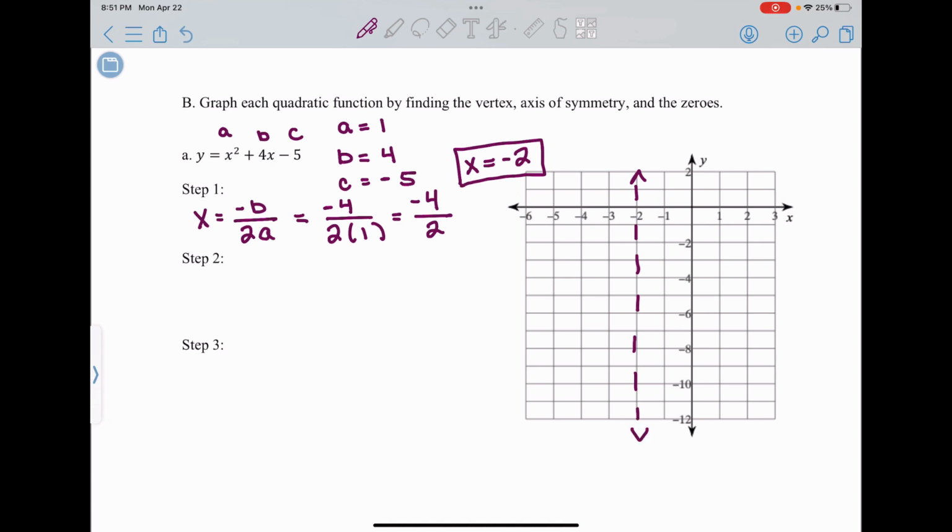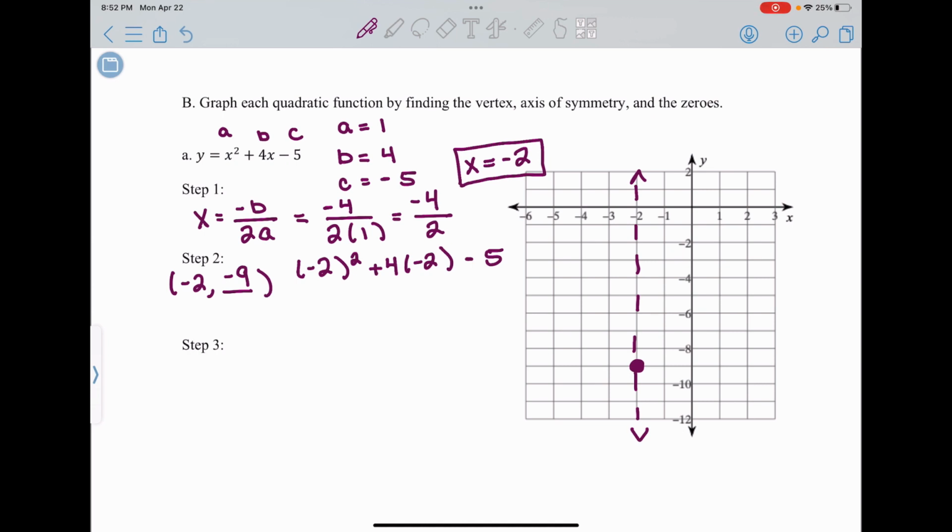Because my axis of symmetry is the line x equals -2, I know that the x-coordinate of my vertex is -2. And in order to find the y-coordinate, I'm going to plug in -2 for x. So -2 squared plus 4 times -2 minus 5. Plugging this in, I get -9. So the point (-2, -9) is my vertex.